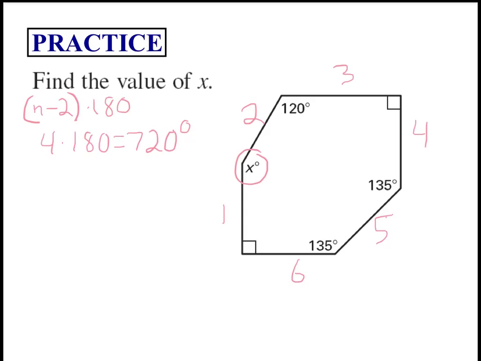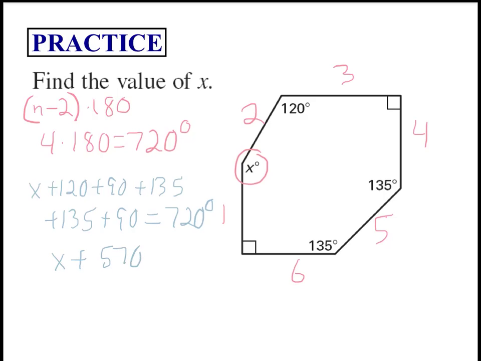Same idea. Now we need to add up all these values and set them equal to 720. So your equation is going to say x plus 120 plus 90 plus 135 plus 135 plus 90 equals 720. So when we add up all these values, we get x plus 570 equals 720. We subtract 570 from both sides, and we get x equals 150 degrees.